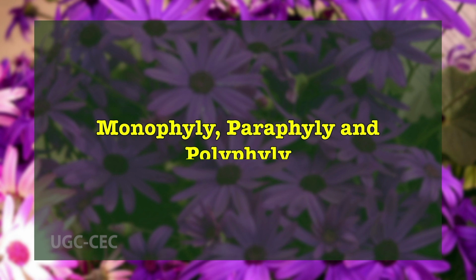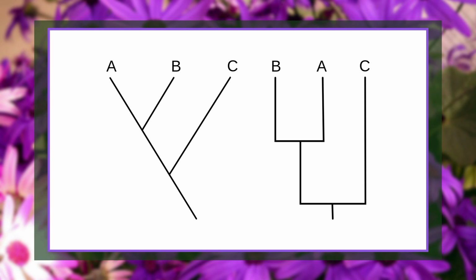All the three situations, that is, parallelism, convergence and reversal, represent false synapomorphy because the similar character state is derived, not traced to a common ancestor. Dear students, now let's understand the concepts of monophyly, paraphyly and polyphyly. Cladistics constructs cladograms, that is, branching diagrams, to graphically depict the groups of organisms that share derived characters.